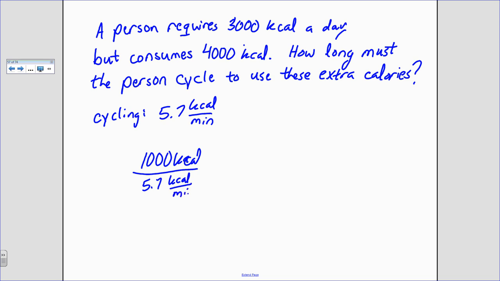kilocalories per minute, and notice how my units work here. The kilocalories cancel out, and then the minutes, which is in the denominator of the denominator, flips back up and becomes minutes. So this 1,000 over 5.7 is 175 minutes, which is almost 3 hours, 2 hours and 55 minutes. So if you consume that extra 1,000 calories on any given day, it's not a big deal, but if you do it every day, then this person would require about 3 hours extra activity to help use up that energy.